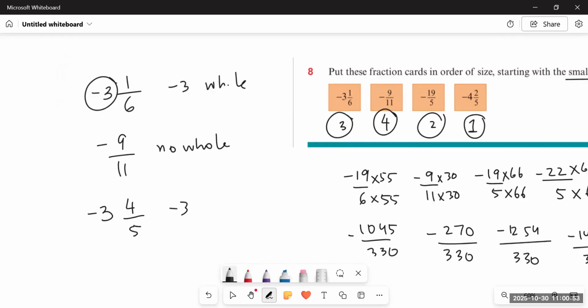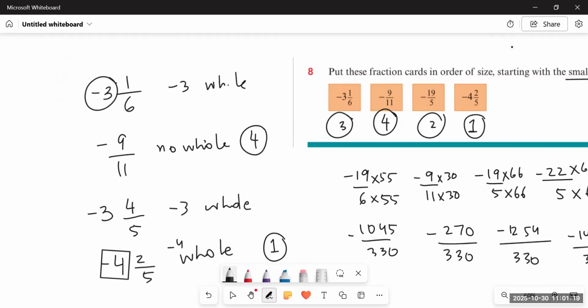Again, minus 3 is the whole. And here we have minus 4, 2 over 5 as the whole. So this one seems to be the greatest now. So it means this one is the smallest, because here we have the smallest whole. Minus 4 is the whole, is the smallest one. So this one is the smallest. And since minus 9 over 11 has no whole, it would be the largest.